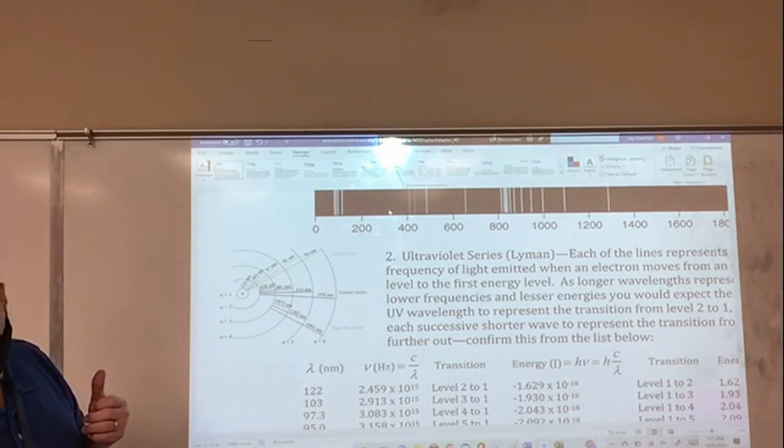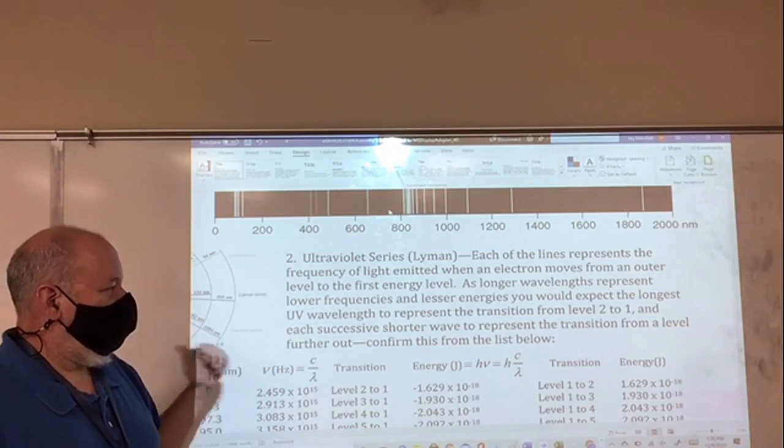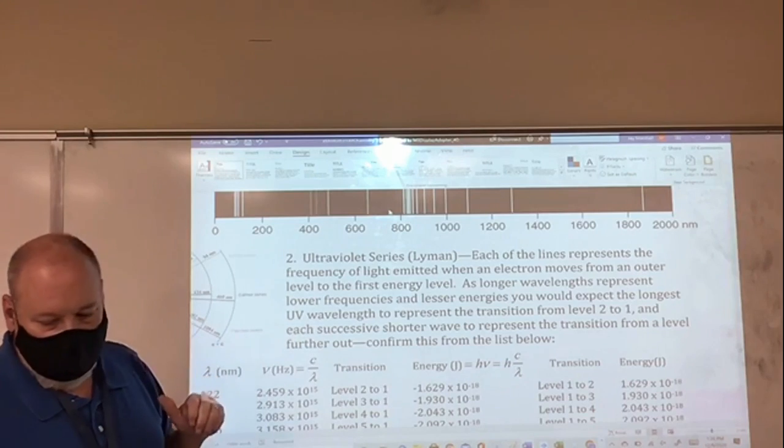Okay? Now, if I just look at the ultraviolet series here, each of the lines represents the frequency of light emitted when an electron moves from an outer level to the first energy level. As longer wavelengths represent lower frequencies and lesser energies, you would expect the longest wavelength to represent the transition from level 2 to 1, and each successive shorter wavelength to represent the transition from a level further out.